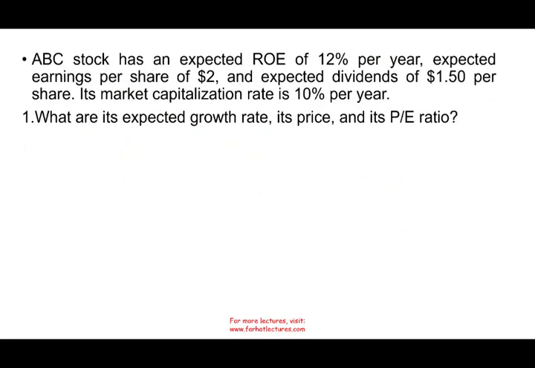Okay, now let's take a look at a quick example just to make sure we can do the basic computation for these. ABC stock has an expected ROE of 12. So ROE, return on equity, is 12. Expected earnings E1 equal to $2. And the expected dividend of $1.50. So D1 equal to $1.50 per share. Its market capitalization rate K equal to 10%. What is the expected growth rate?